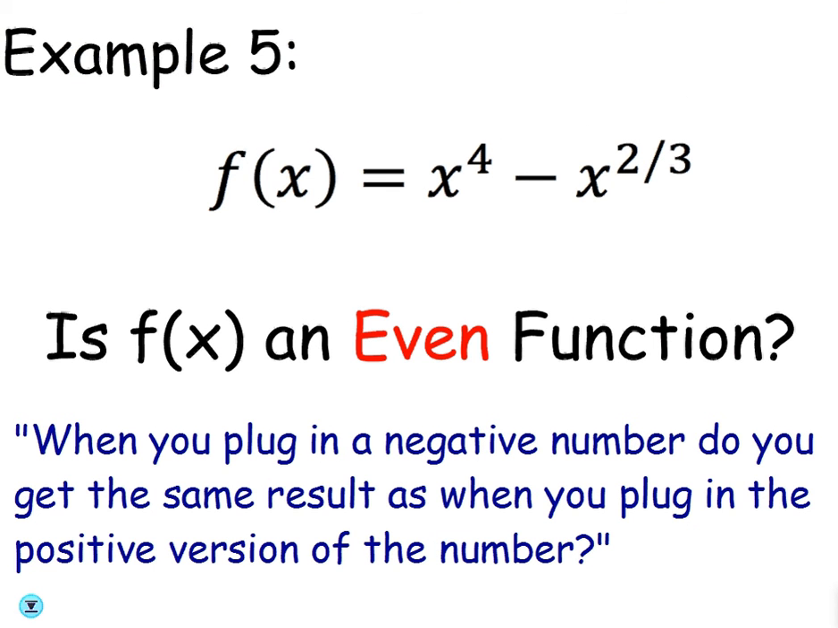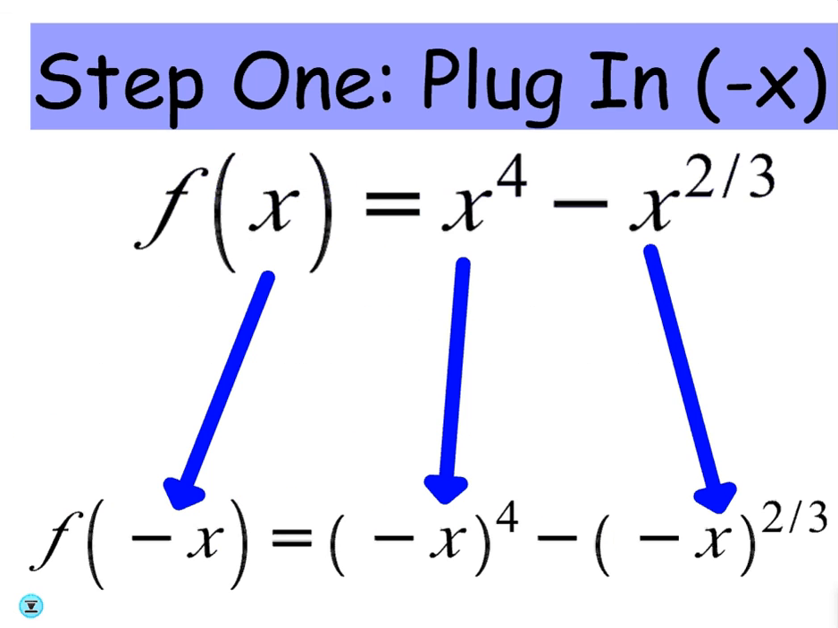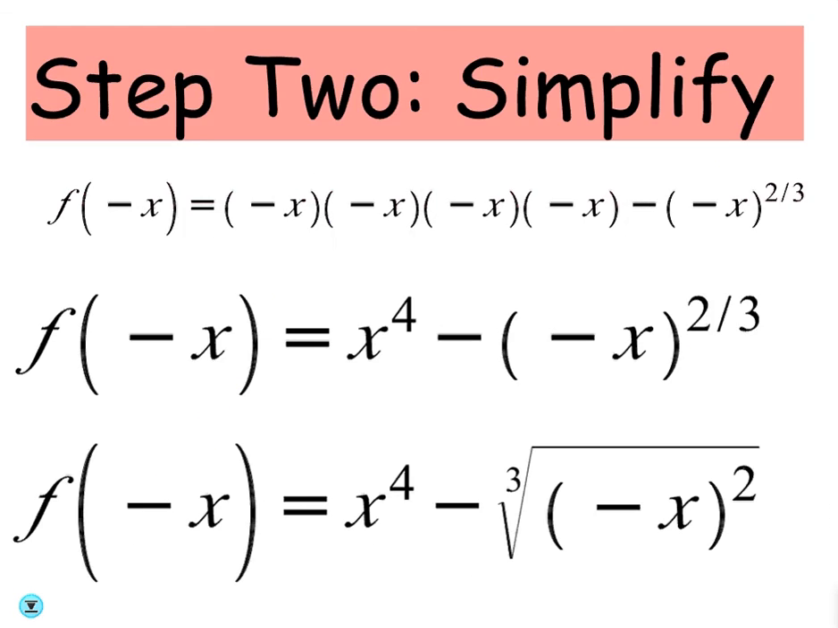One more. All right, we have x to the 4th minus x to the 2/3 power. Now, the 2 in the top means we're going to be squaring whatever we plug in. So keep that in mind. The 3 basically doesn't mean anything in terms of this problem. So we plug in negative x. And then we're going to simplify.